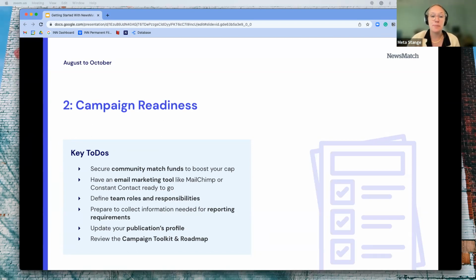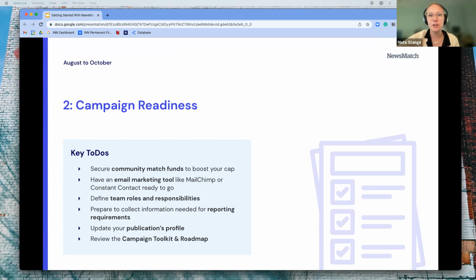The next step is to prepare to collect information for reporting requirements, which is hard to think about in June. It's not super exciting to think about the reporting you're going to have to do now, but we'll be leading webinars with the Miami Foundation later this year about what you'll need. But before you run your campaigns, it's going to be really helpful to have already set up your systems to track your progress.